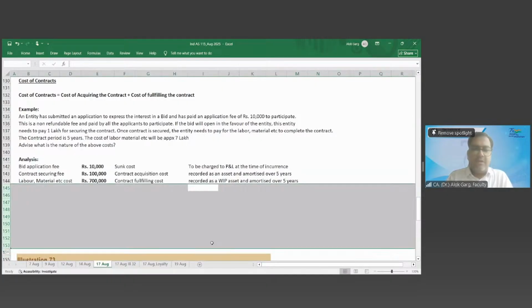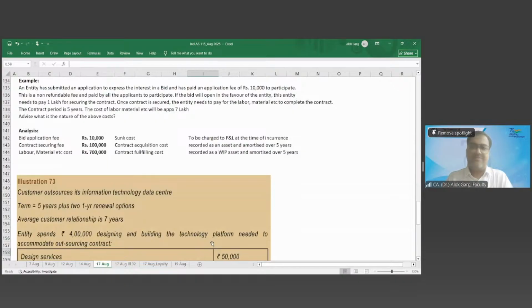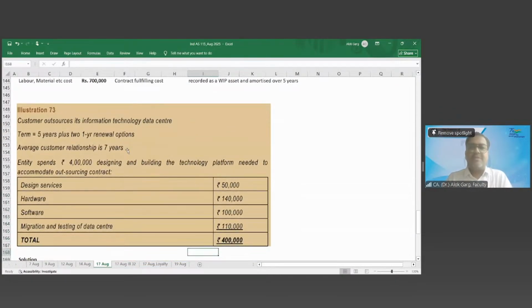And now let's again discuss illustration number 73. A customer outsources its information technology data center. Term is 5 years plus two 1-year renewal options.